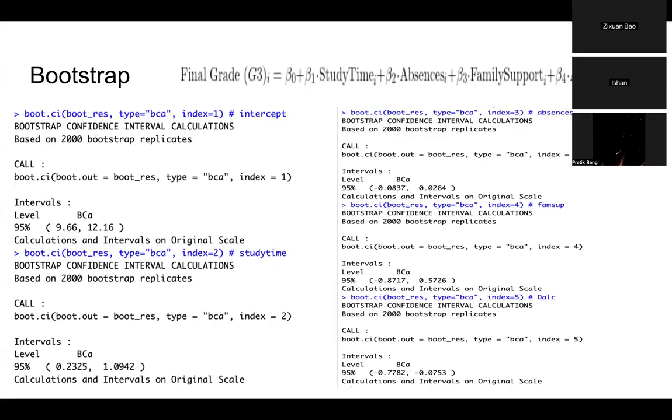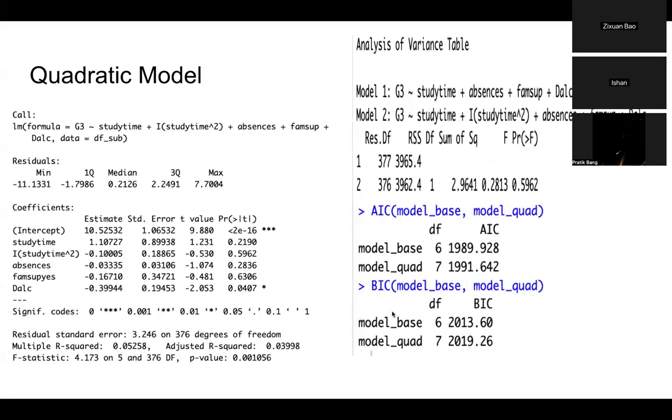Now, to test for the quadratic model in the next slide, we just wanted to check if any quadratic term actually made the model better. But in this case, the quadratic term was non-significant, and both AIC and BIC scores actually increased. This tells us that the relationship between study time and G3 remains linear, and there's no evidence of a non-linear effect.